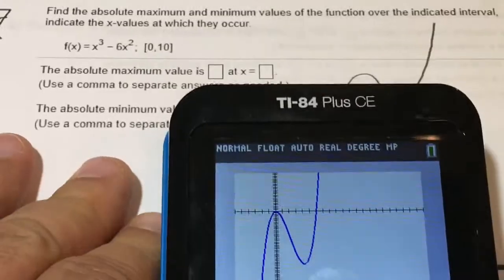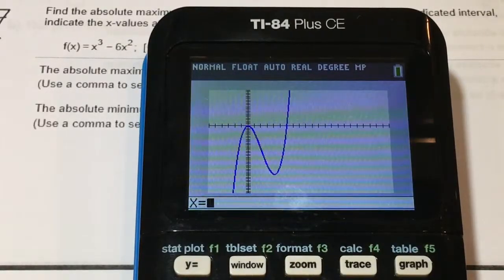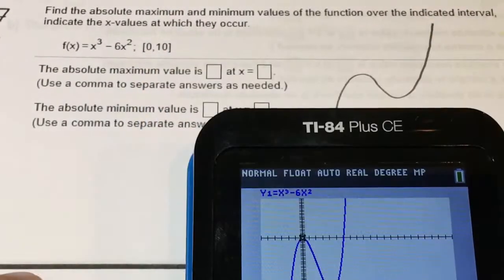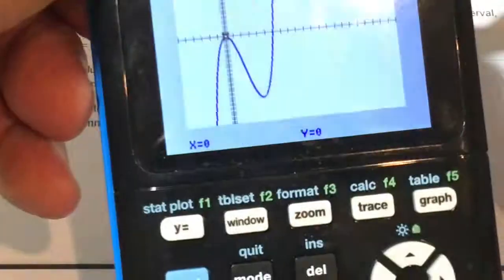Okay? So I'm going to throw in 0 and 10 through value. So I'm going to go to second calc value. And I'm going to type in my 0. X equals 0. And notice it's right at that maximum. It's right at that local max. So that's going to be 0, 0.